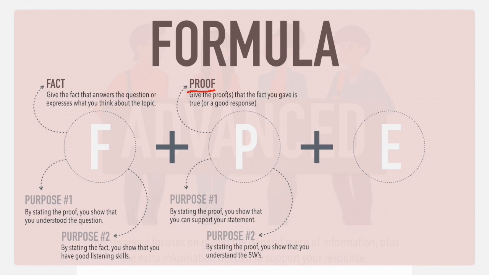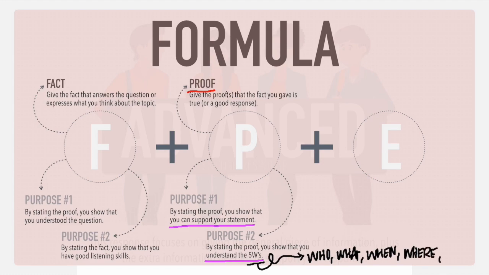Now, let's look at the two purposes. The first one says, by stating the proof, you show that you can support your statement. And number two, by stating the proof, you show that you understand the 5 W's. Now, very quickly, remember, if you need to refresh your memory on the 5 W's, you can click the link in the top right of the screen. But remember, the 5 W's are just who, what, when, where, and why. And by giving the proof, you show that you understand the 5 W's, all right?